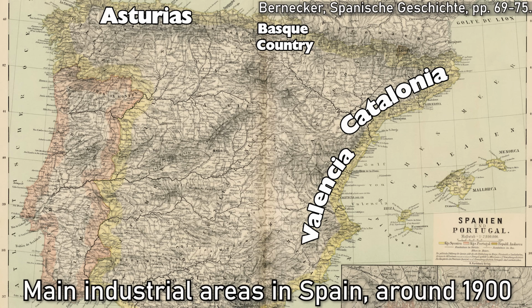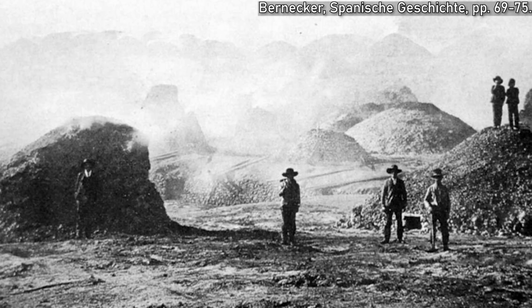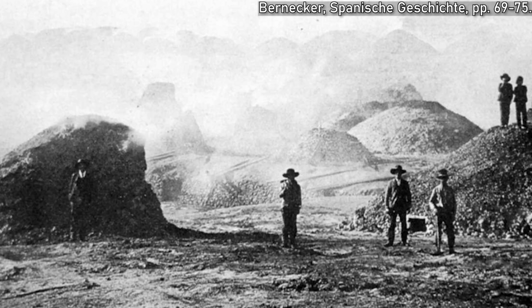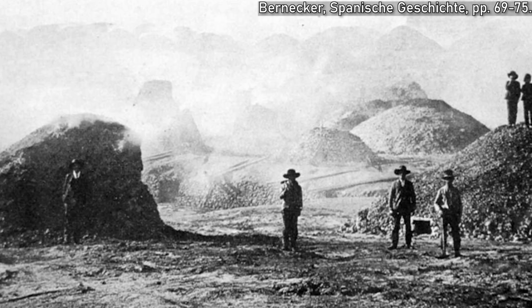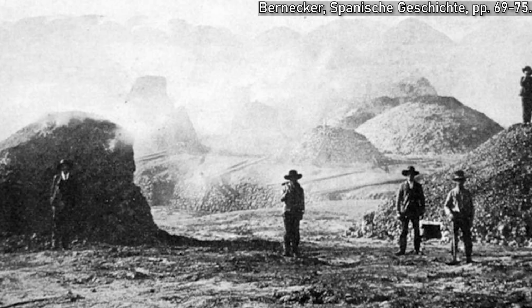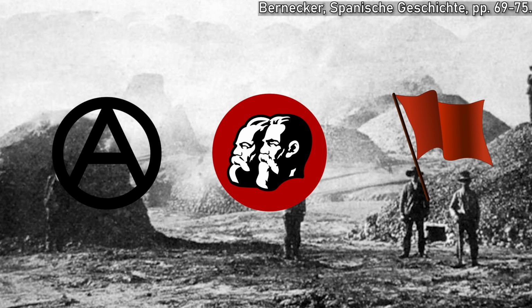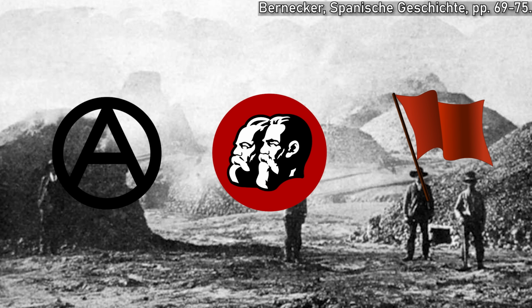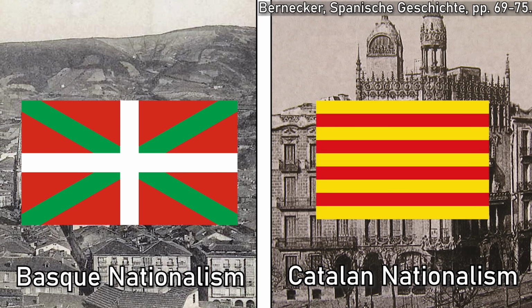Instead, the industrial areas were concentrated in the peripheral regions of Spain, namely in Catalonia, Valencia, Asturias, and the Basque country. An industrial proletariat gradually emerged, which remained excluded from political participation and derived virtually no benefit from this economic progress. The working class and agricultural labourers began to radicalize, organizing themselves into political movements and joining together in anarchist, Marxist, or socialist parties. Around the same time, autonomist movements emerged in both Catalonia and the Basque country. This was, on the one hand, a consequence of Madrid's centralizing efforts, but on the other hand also the result of the heightened national consciousness of the Catalan and Basque bourgeoisie.